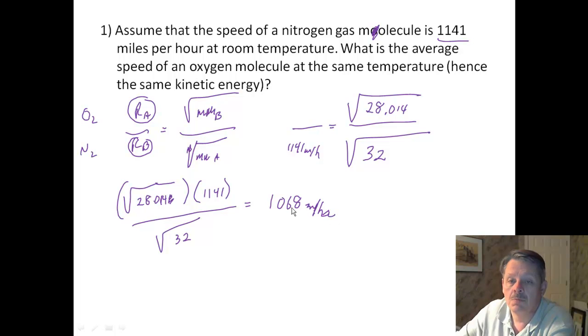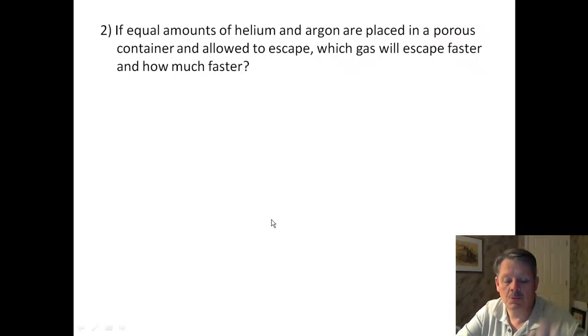So about 100 miles an hour, a little less, maybe 75 miles per hour, slower than nitrogen. Does that make sense? Well, oxygen's heavier. So since oxygen is heavier, it should be traveling slower to have the same kinetic energy. So that makes sense. Okay, let's go on to the next one.